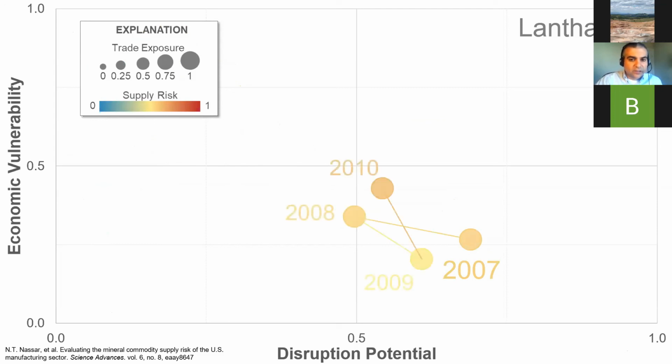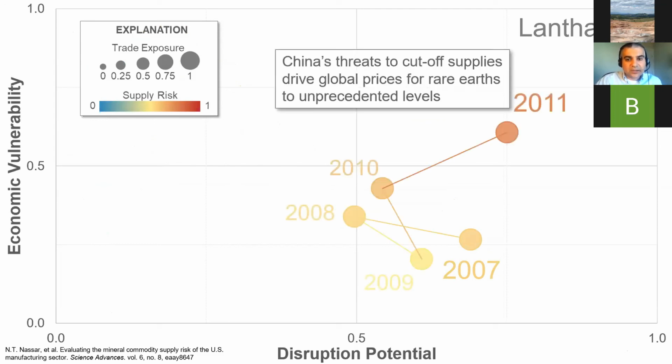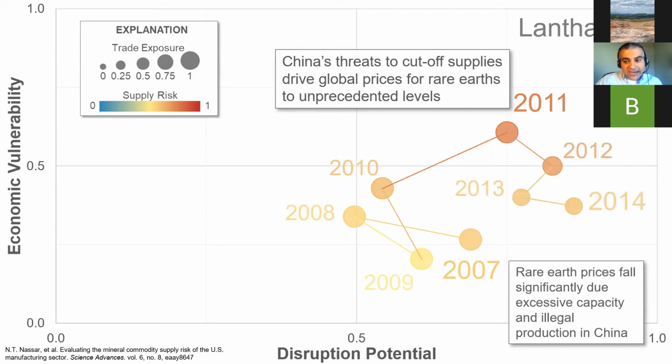It actually moved a little bit to the left and then ultimately moved up, with a price spike due to China's threat to cut off supplies, which drove the global prices of rare earth to unprecedented levels. So we saw that the economic vulnerability went up because all of a sudden manufacturers had to pay a much higher price for the rare earths in general. Eventually, the prices did come down. However, there was concentration of production even further due to a large amount of illegal production in China that was going on there. So it moved it even further in terms of production concentration and disruption potential.